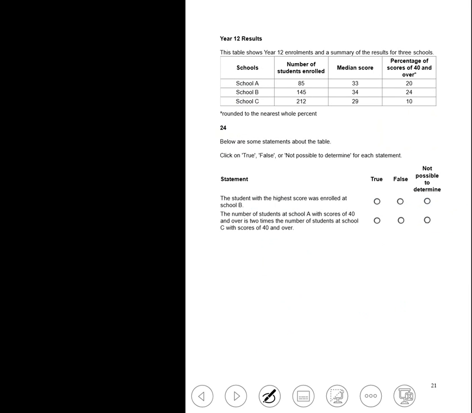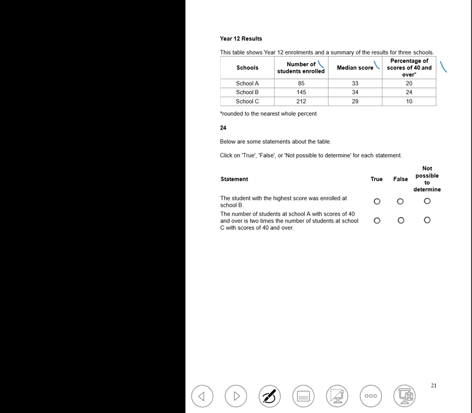Okay, now we're looking at the questions. The student with the highest score was enrolled at school B. True, false, or not possible to determine. Now it says there's a number of students enrolled. Median score, which is just the middle score, and middle in placement, if you order them from biggest to smallest, it doesn't mean average, and percentages of scores of 40 and over. It doesn't actually say anything about what the absolute highest score was.